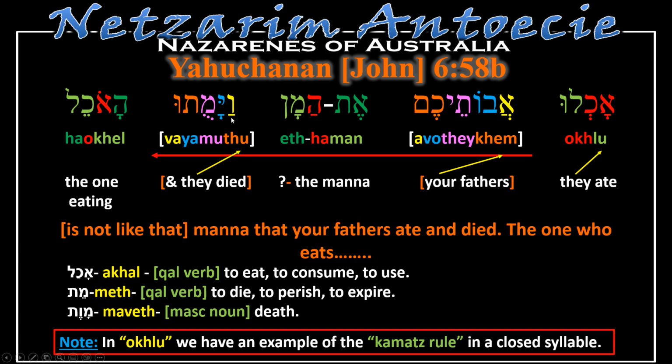And then we have va-ya-mu-tu, and they died. And that comes from met, kol verb to die, to perish, to expire. And another form is mavet, which is a masculine noun meaning death. So, and they died.